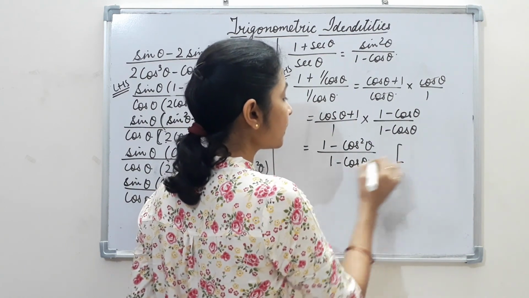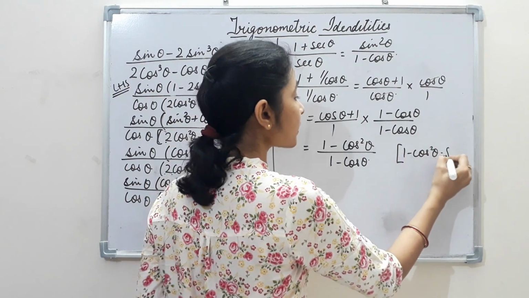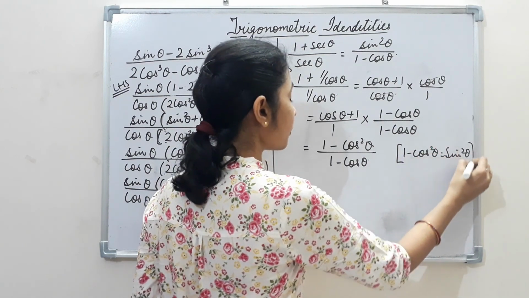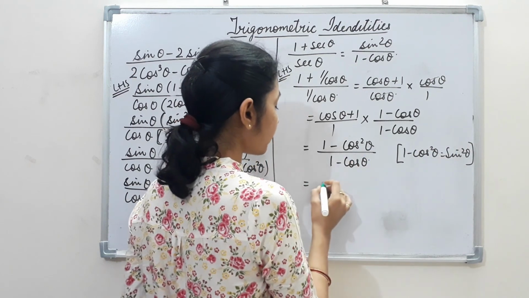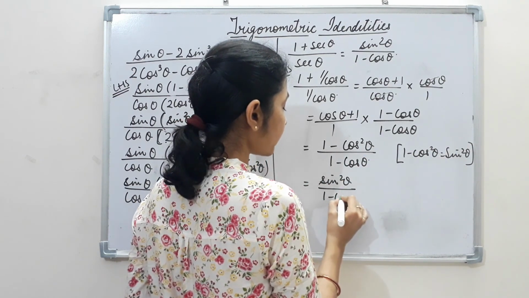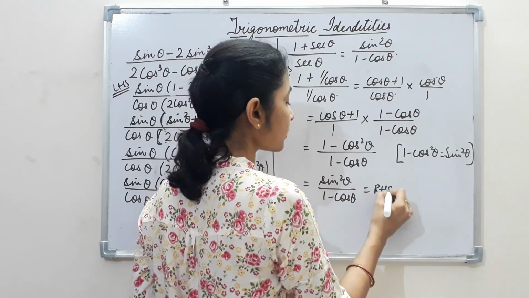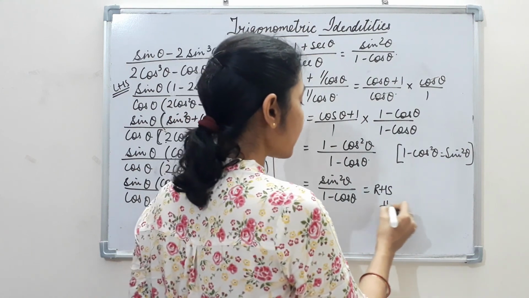Now here we can use the identity 1 minus cos square theta is equal to sin square theta. So in place of 1 minus cos square theta, I write sin square theta upon 1 minus cos theta. This remains as it is. This is equal to RHS. Like this we have got the RHS, and hence we have proved it.